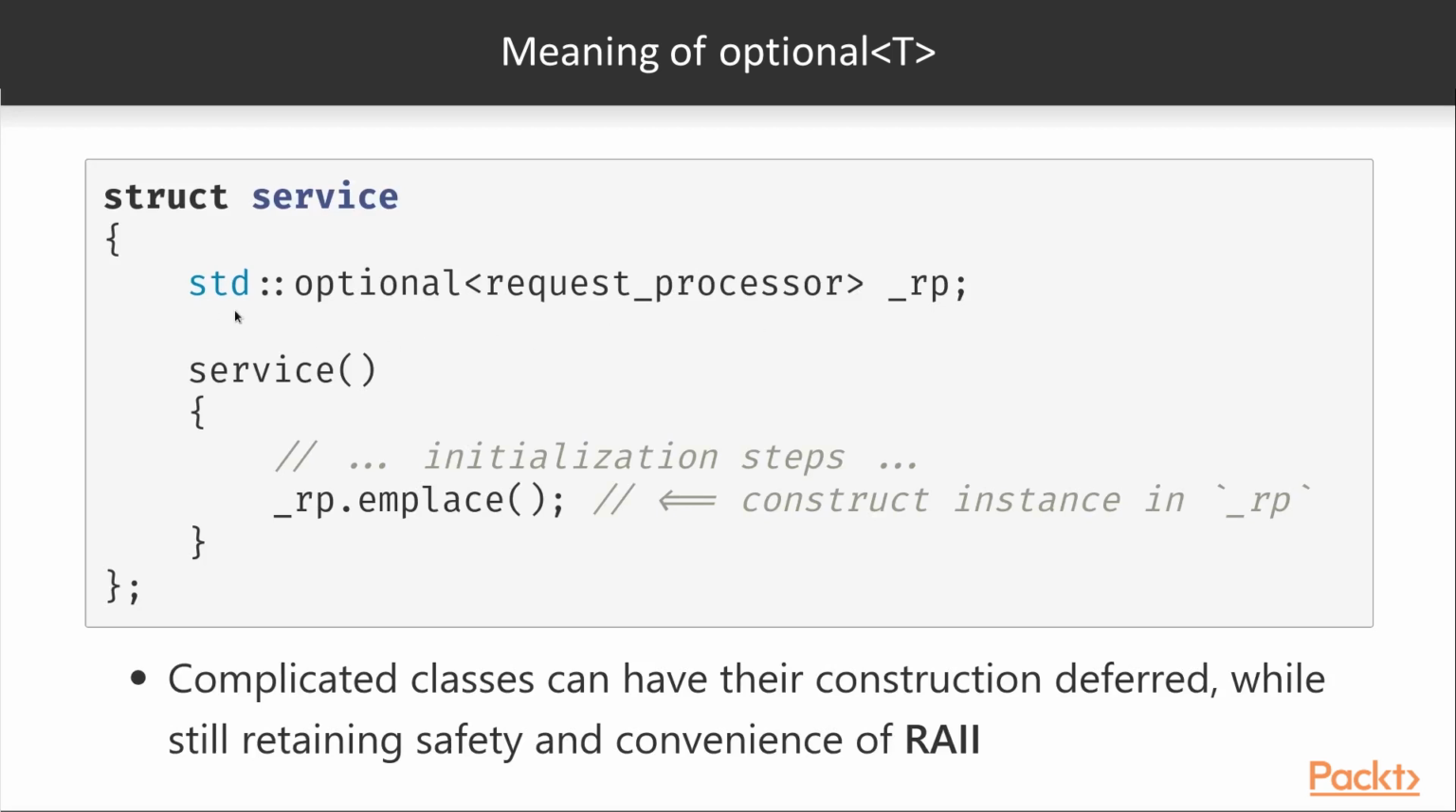So what you can do is you can place it inside an optional, then in your constructor you will have your initialization steps, and finally you can initialize it inside the optional. In this case, I'm using the emplace member function, which will take any amount of arguments and pass them to the constructor of the instance inside the optional, but we will dive into that later. The benefit here is that request processor is a RAII class, so it kind of manages its own resources, and we still retain that safety and convenience, but we can also defer its construction.